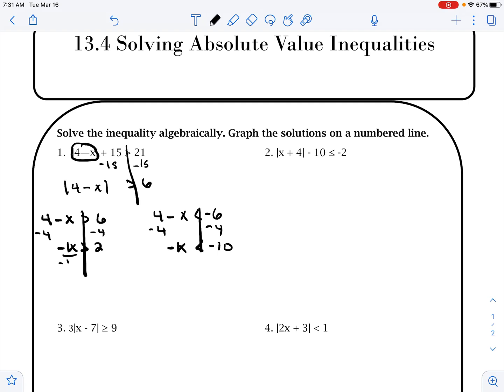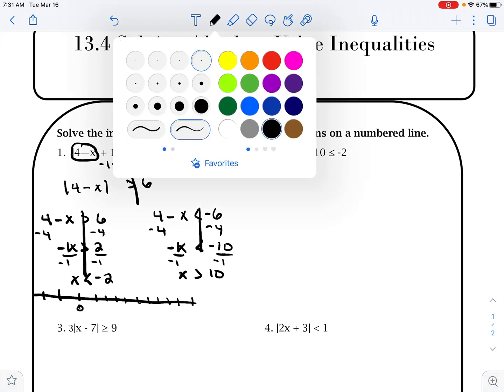Then that's a negative 1 in front, so we divide by negative 1. And so we have x is less than negative 2, or x is greater than 10. So then we graph this on a number line. We'll start at 0. So that's negative 2, 1, 2, 3, 4, 5, 6, 7, 8, 9, 10.